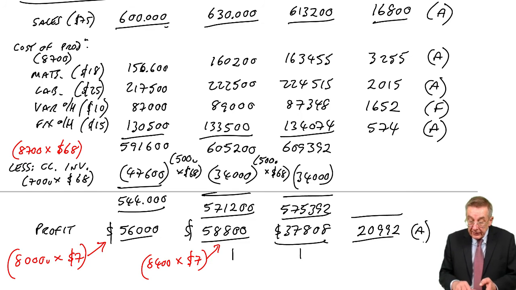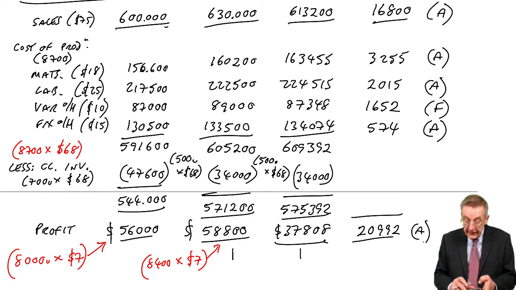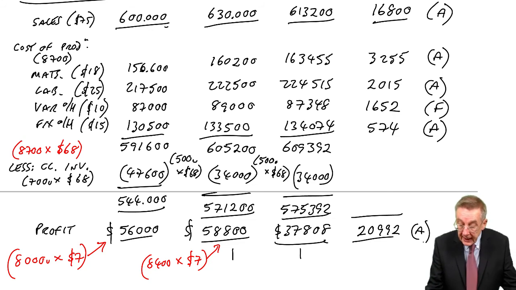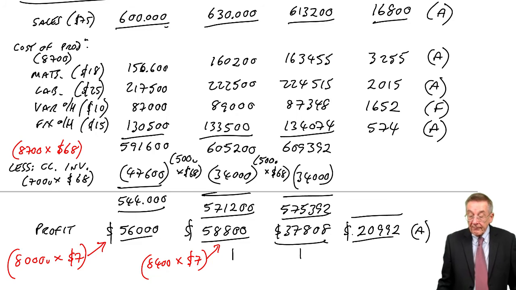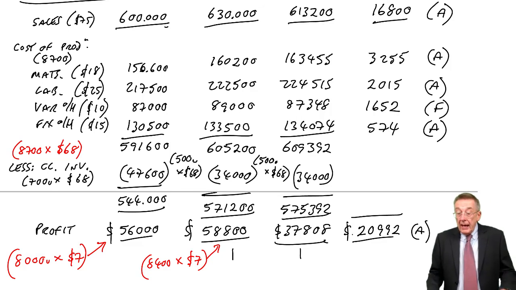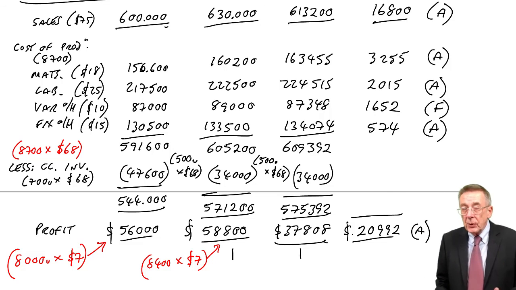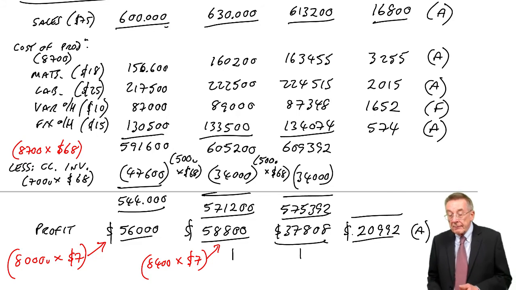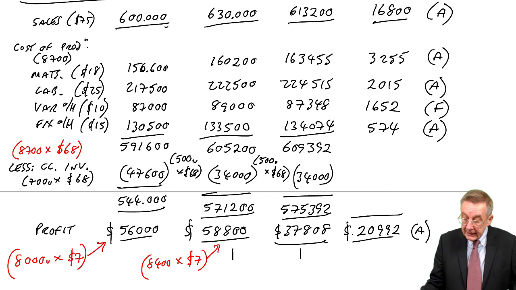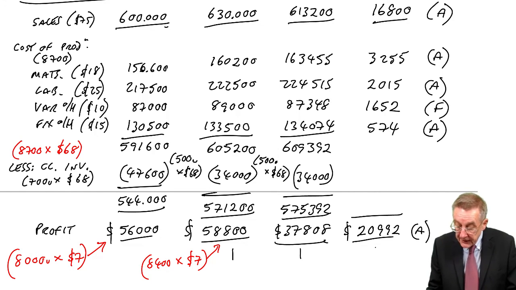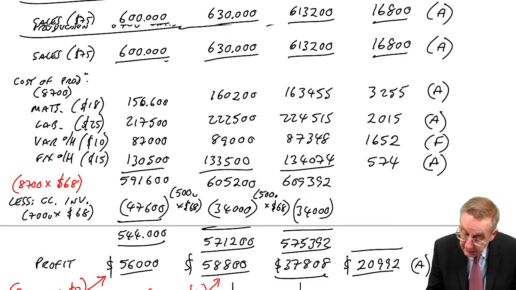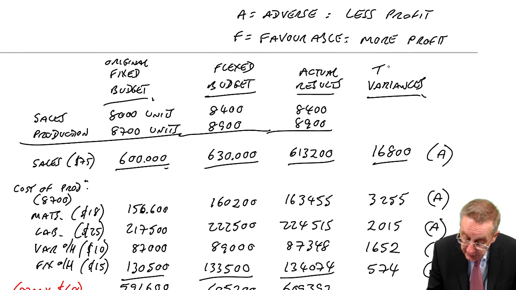It's simply a double check. Does it explain the difference? Well, 58,800 minus 37,808 is 2,992. So there is our flexed budget. Again, remember we're doing absorption costing, but there's our flexed budget. And these variances, well, sorry, I'll write it above. We've calculated the total variances.